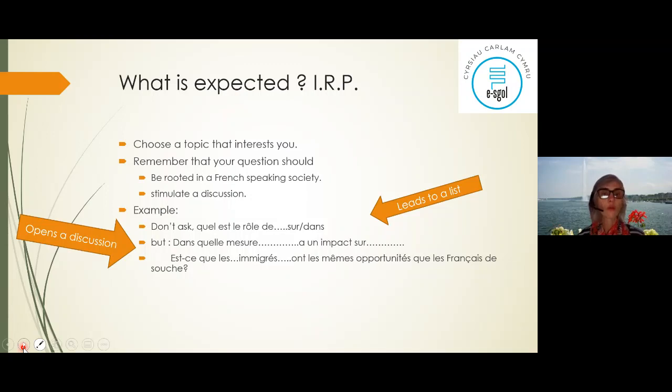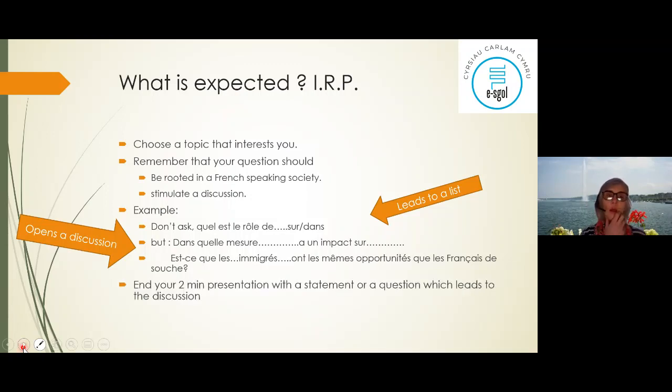Also easier for you to think of a question about it. So now you try to end your 2-minute presentation with a statement or a question which leads to the discussion. Why should you do that? Because it helps, first of all, it gives a structure to your presentation, and also because, more or less, you will know the first question that will be asked.